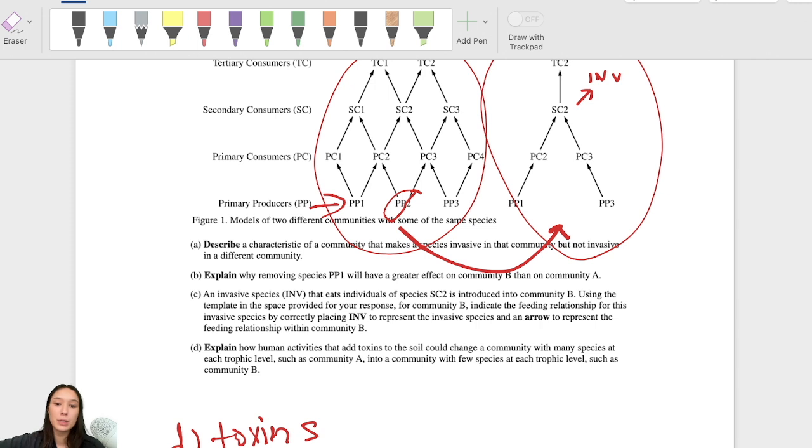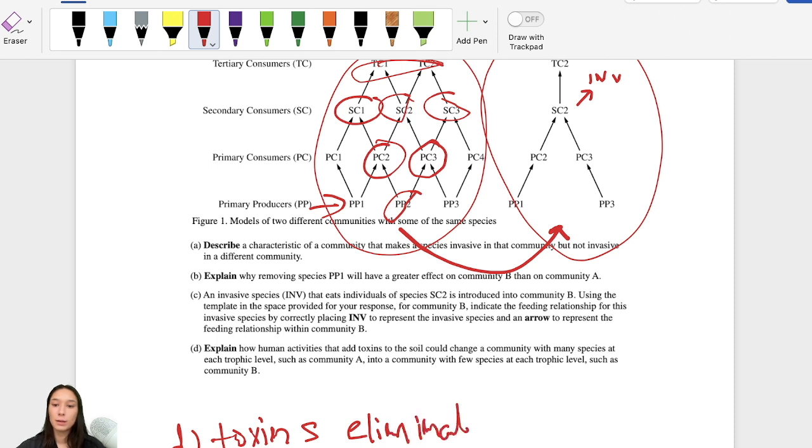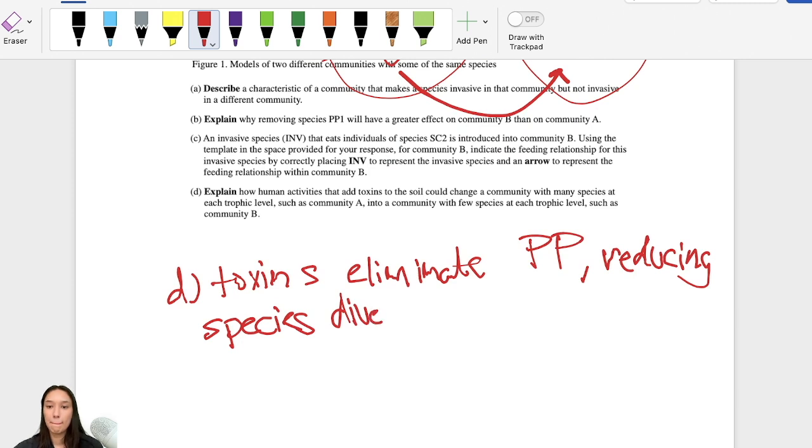So you could say that the toxins eliminate primary producers, and that as a result reduces species diversity, because if I knock out PP2, I'm affecting PC2, PC3, and I'm affecting these ones up here, and I'm affecting all the tertiary consumers. So toxins eliminate primary producers, reducing species diversity. Slash, you can also say affecting energy available, right? Less primary producers, less energy.